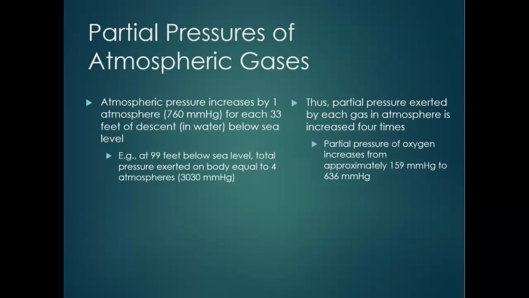So if you think about partial pressure of oxygen when you're going below sea level, this is the theory behind hyperbaric chambers and oxygen in hyperbaric chambers. Atmospheric pressure increases by 1 atmosphere for every 33 feet of descent in water. So every 33 feet you go below the surface of the water, you're adding an entire other atmosphere. That's quite a bit of pressure. That additional pressure is going to increase the partial pressure of the oxygen.